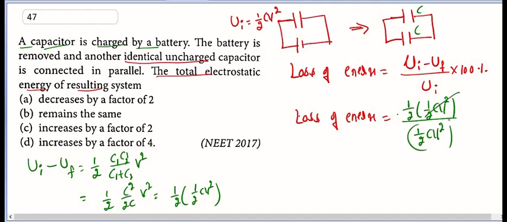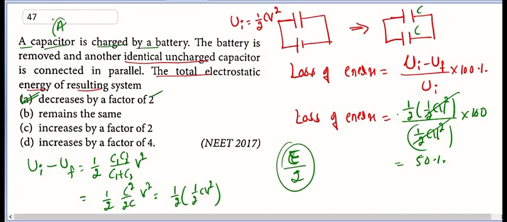So now 1 by 2 CV square and 1 by 2 CV square are cancelled. So that is equal to how much? It is 50%. What is the loss of energy? 50%. 50% means the initial energy is E, so 50% of that is E by 2. So the energy decreases by the factor of 2. That is, option A is the right answer for 47.